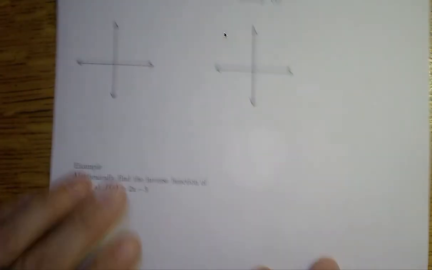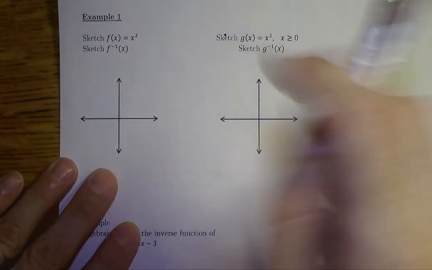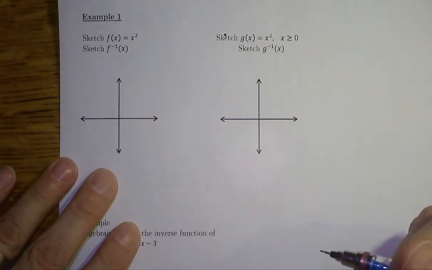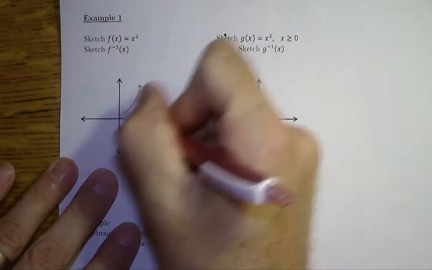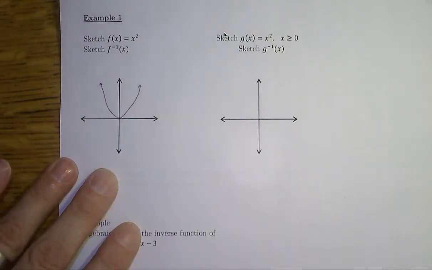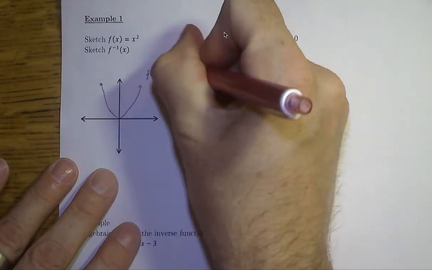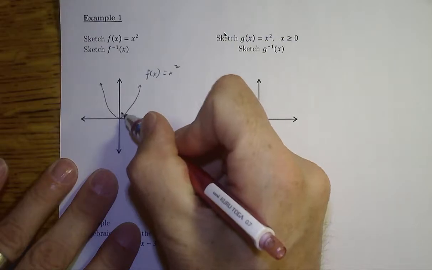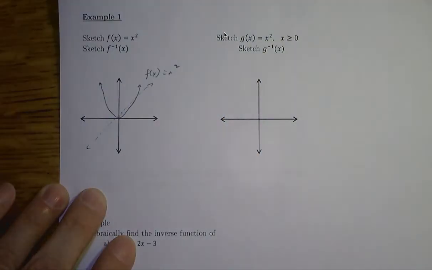So very quickly here, example 1. What I really want to express to you is the whole notion that not all functions have an inverse function. So here's my graph. f of x is equal to x squared. I'm going to draw the identity line. And the identity line is going to look somewhat like this.